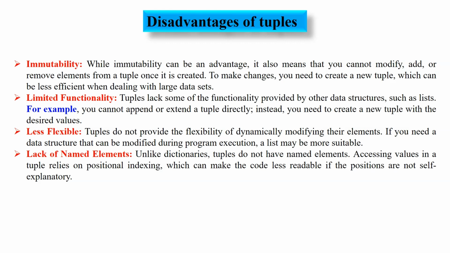Less flexible. Tuples do not provide the flexibility of dynamically modifying their elements. If you need a data structure that can be modified during program execution, a list may be more suitable. Lack of named elements. Unlike dictionaries, tuples do not have named elements. Accessing values in a tuple relies on positional indexing, which can make the code less readable if the positions are not self-explanatory.